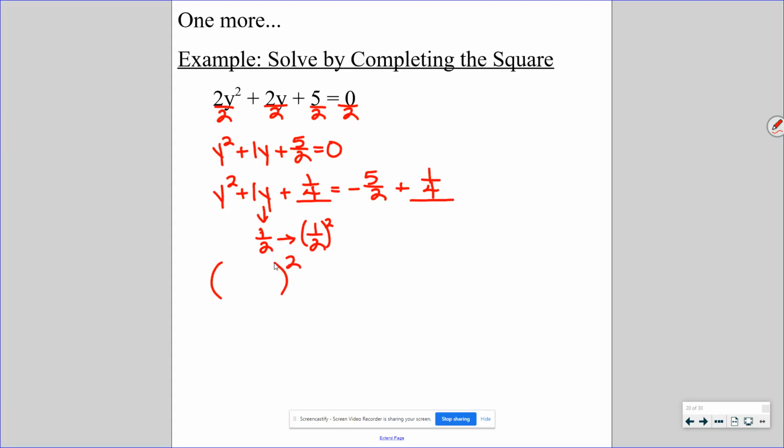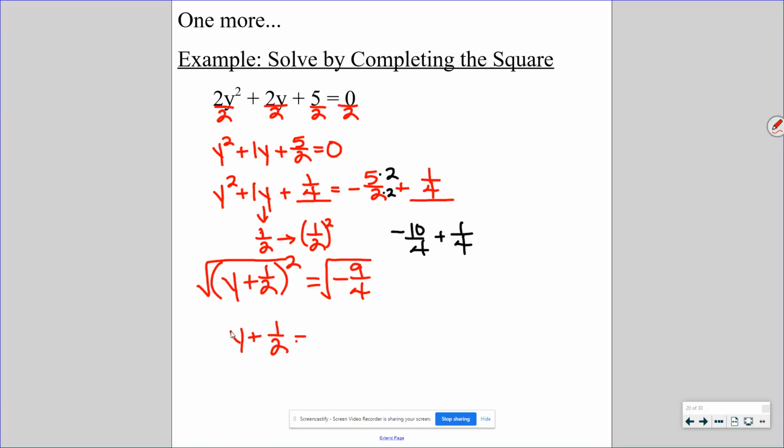Your next step is to factor the trinomial you have just created. So factoring would make it look like y plus 1/2 quantity squared. I do need to add negative 5 halves and 1/4, so I need a common denominator first. And it looks like I'm going to get negative 9/4. Okay, square root both sides.